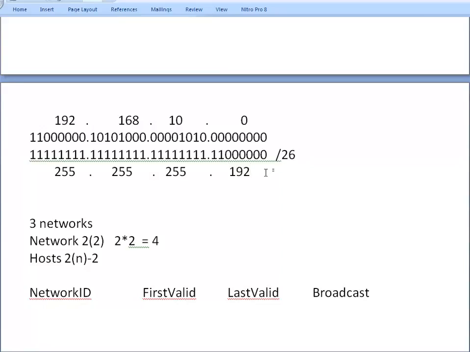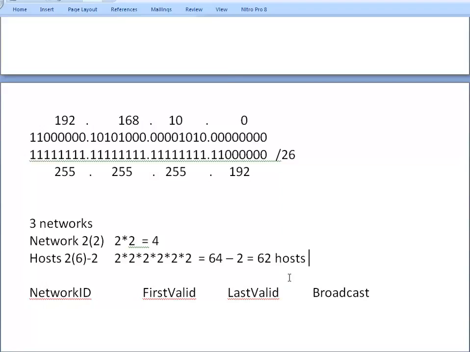Okay. So how many hosts per network are we going to get? Well, we have 6 zeros left. So here, this n will change to 6. Or the formula will become 2 times 2 times 2, 3, 4, 5, 6. 2 times 2 is 4, times 2 is 8, times 2 is 16, times 2 is 32, times 2 is 64. So this will be 64 minus 2. This will give us 62 hosts.